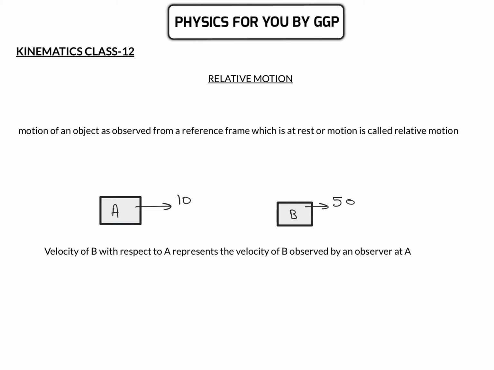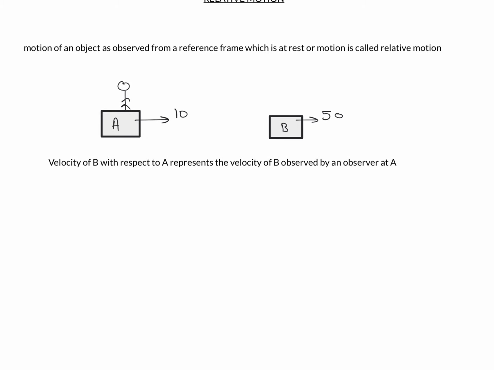So if you consider that there is an observer at A and he is observing the velocity of B, then with respect to an observer at A, the observer will feel that his own reference frame, A, is at rest. So what we have to do is keep the velocity of A as 0. For that, we can reduce the velocity of A by its own velocity, that is 10, or we can reduce the velocity of B by the same factor.